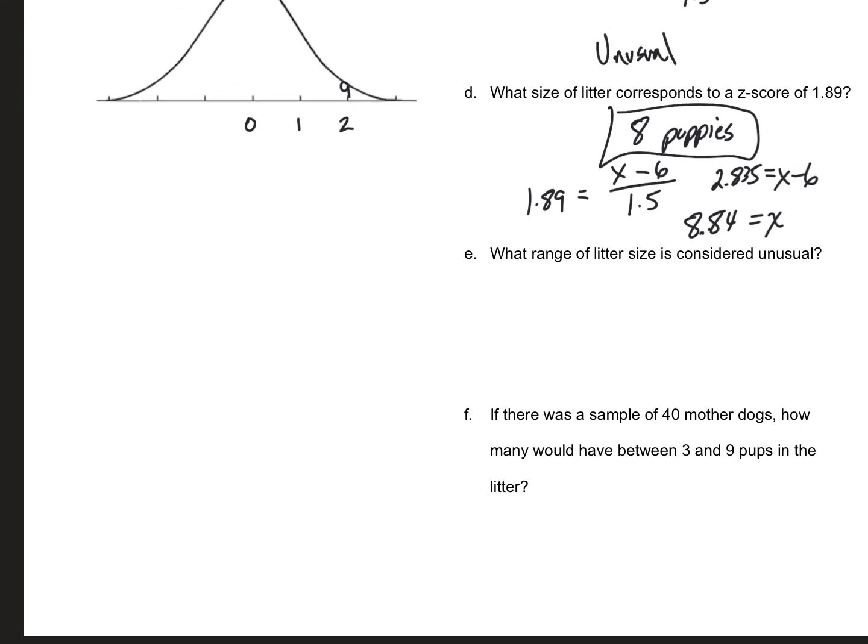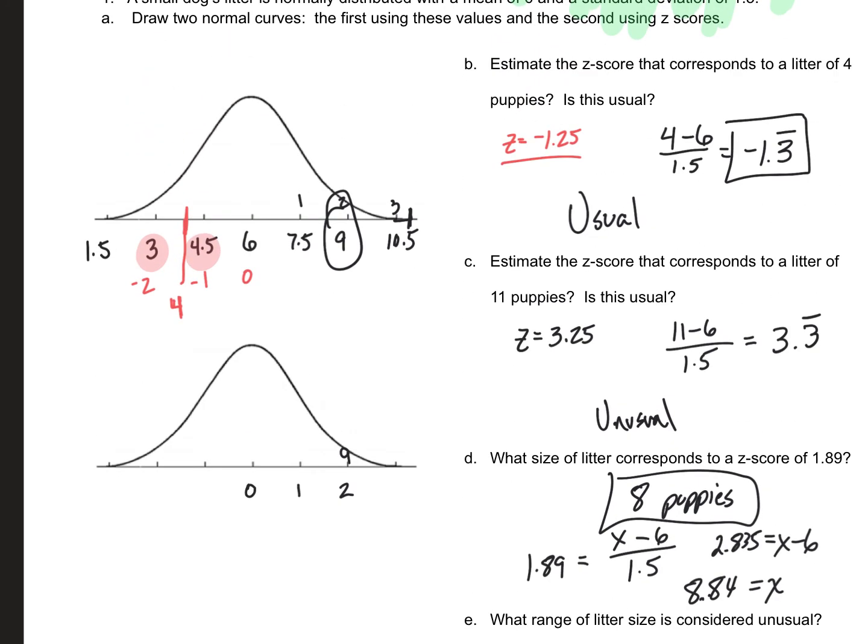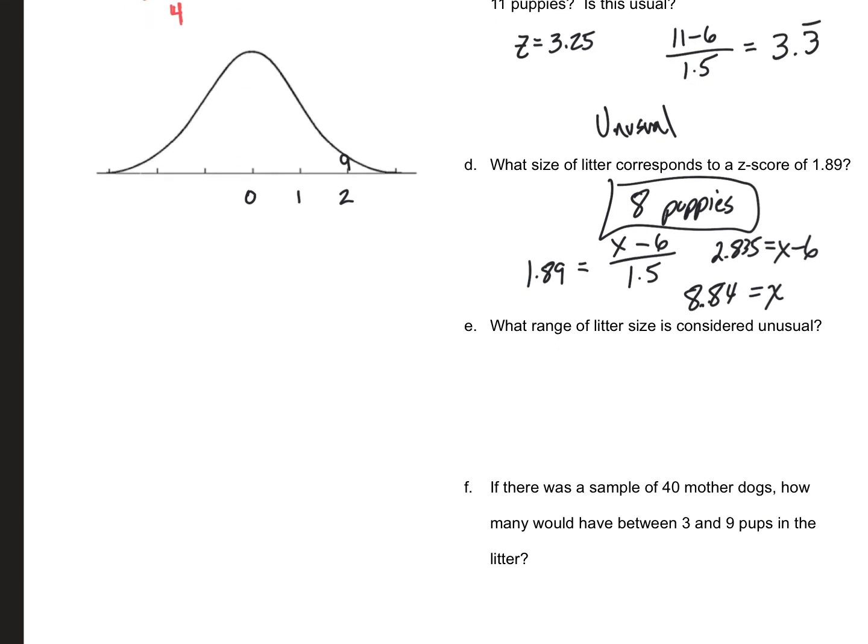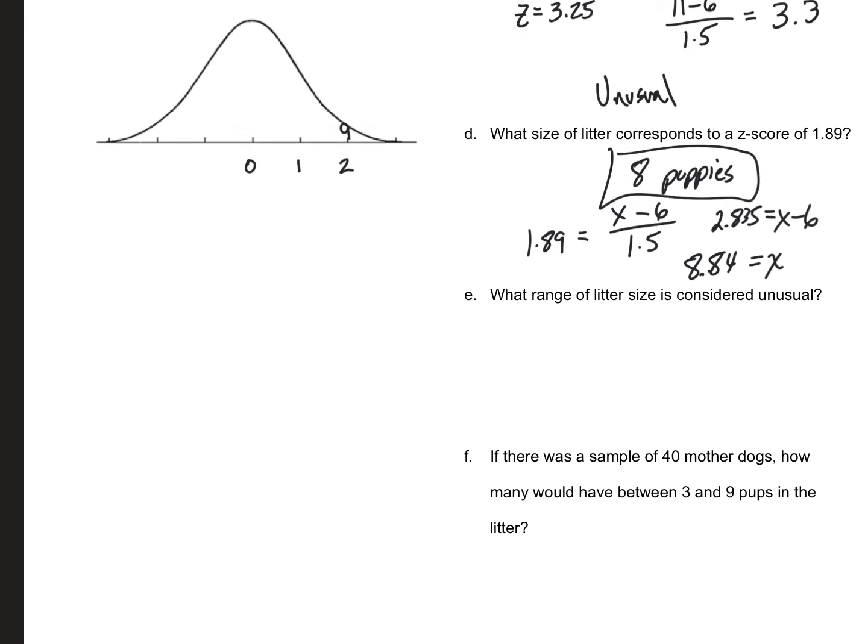All right, what is the range of litter size? What range of litter size is considered unusual? Well, outside of the second deviation is what's considered unusual. And since our second deviation is 9, and our lower second deviation is 3, what's considered unusual would be values outside the range of 3 and 9.